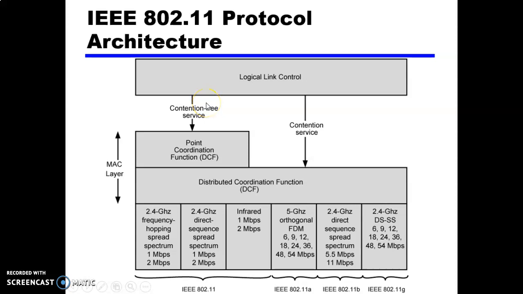Now this is the IEEE 802.11 protocol architecture. Here we can see that the top layer is the LLC layer, and just below the LLC layer the MAC layer is present. The MAC layer is divided into 2 sublayers. The top layer is the PCF and the layer just below the PCF is the DCF. We can also see that the PCF is the contention-free service and the DCF is the contention service.